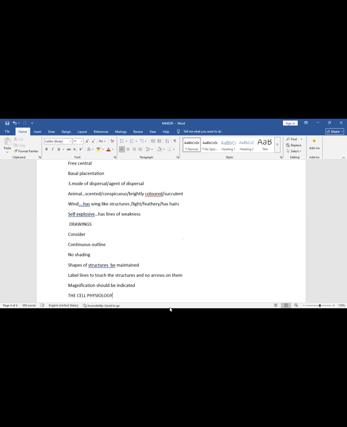Why can't we say marginal? Marginal for watermelon, not possible. Marginal is only for the pods. Pods are the ones that will contain marginal. So we cannot say marginal placentation for the watermelon. Watermelon is a berry, and berries usually have axile placentation.